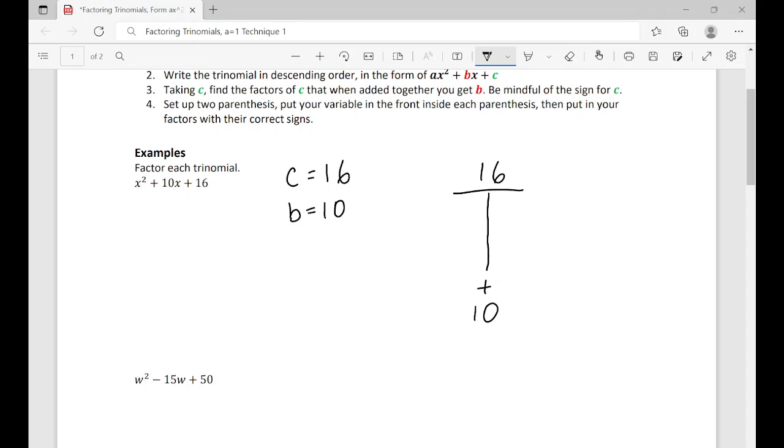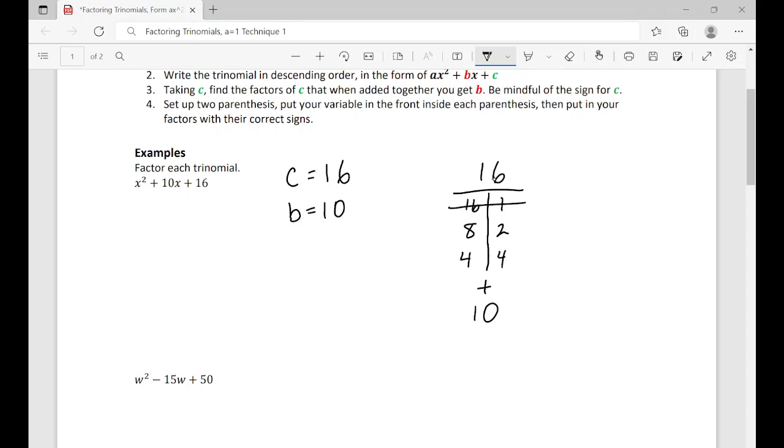So let's just list off some factors. 16 is 16 times 1, 8 times 2, 4 times 4, and that's all I can think of for now. Let's see how this works out. So 16 times 1 is 16. 16 plus 1 is not 10. There's no way to get to 10, so we can just cancel that out.